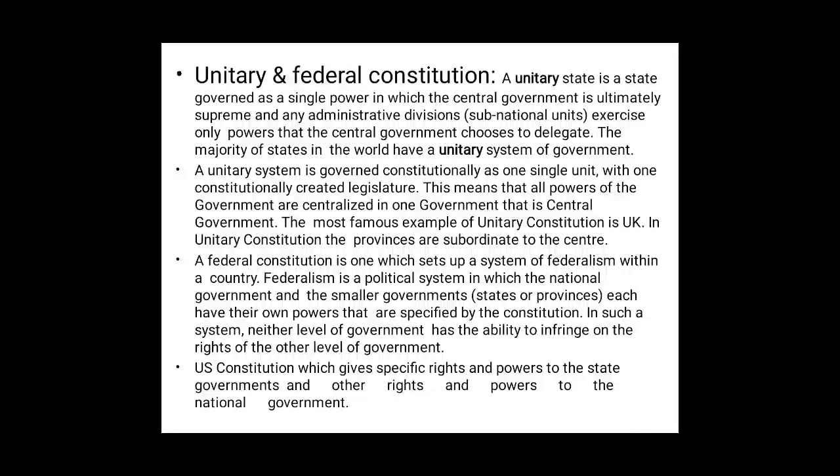A federal constitution is the one which sets up a system of federalism within a country. Federalism is a political system in which the national government and smaller governments, states or provinces, each have their own powers that are specified by the constitution. In such a system, neither level of government has the ability to infringe on the rights of the other levels of government. The US Constitution gives specific rights and powers to the state government and other rights and powers to the national government.